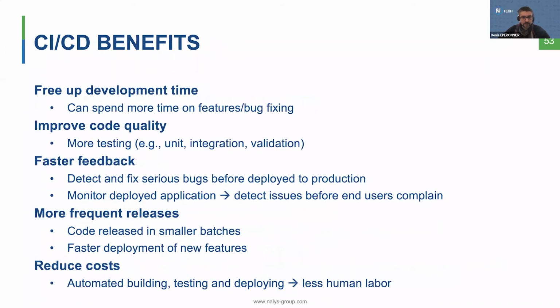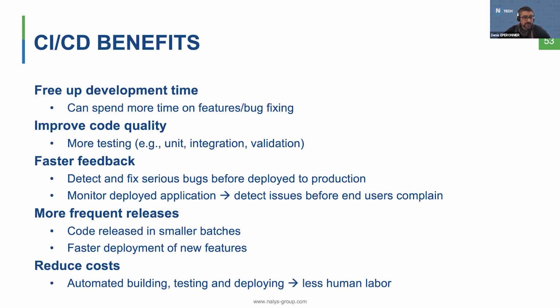So why do all of this? The key benefits, which would speak to all of us, is first to free up development time. Having a set of machines to do recurring tasks for you means that you are more available to spend time on features, bug fixing, real development work. It also helps to improve code quality, with more testing because it's automated, meaning more ways to see if everything works well or if you have regression.